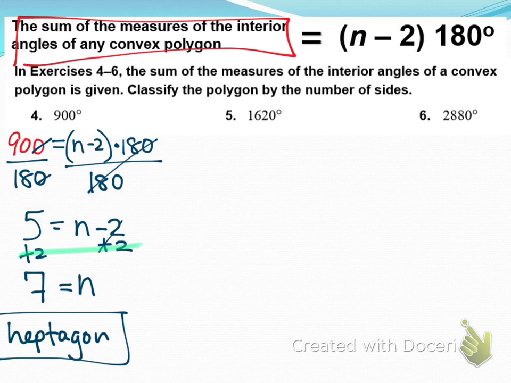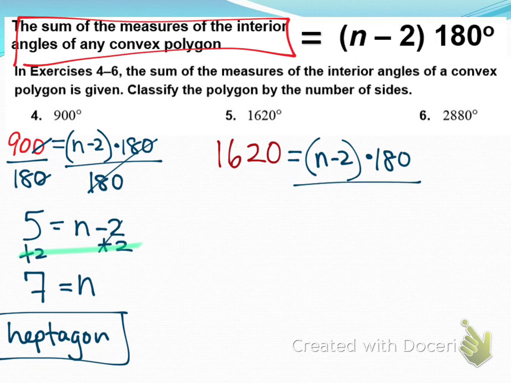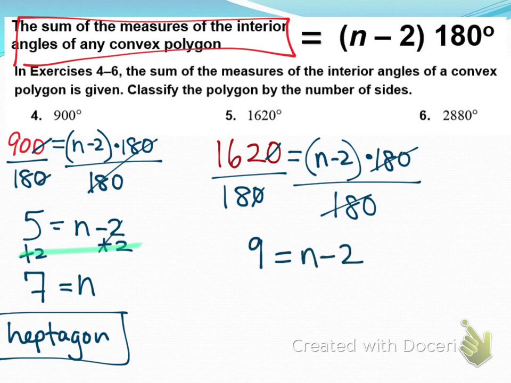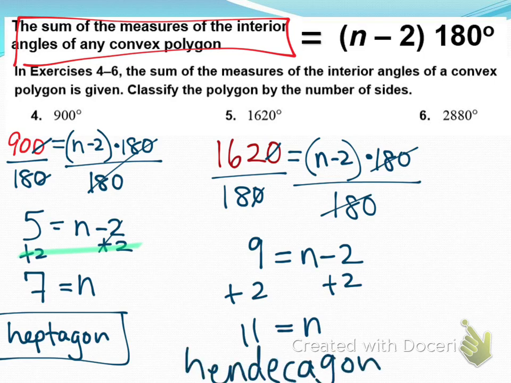Number 5, we do the same thing. Plug in 1620 equals n minus 2 times 180. Divide by 180. Sounds good. All right, then add 2. And we get 11, which is a hendecagon. So make sure you actually classify it like the directions say. You're going to do the last one, and then we are done.